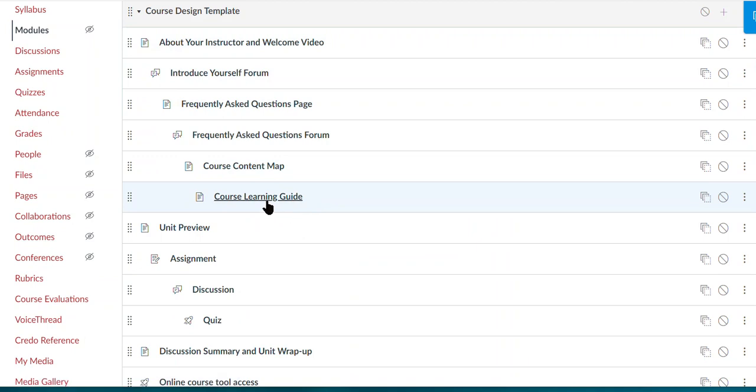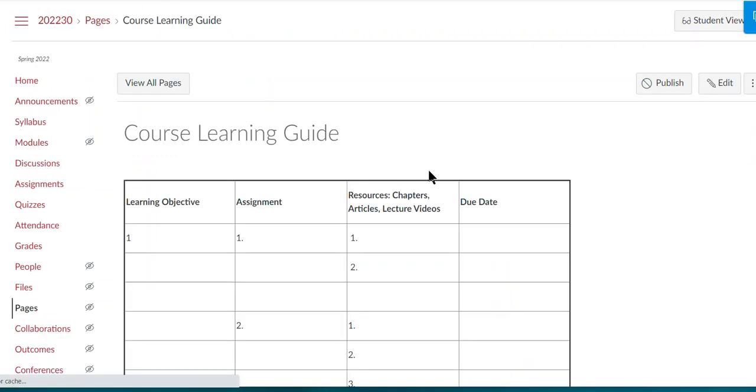A course learning guide is pretty much a way of directing the students to resources. It aligns the learning objective and assignment to chapters, articles, and lecture videos that will help them complete their assignments. And it also gives due dates. So it also serves as a quick reference for the students.